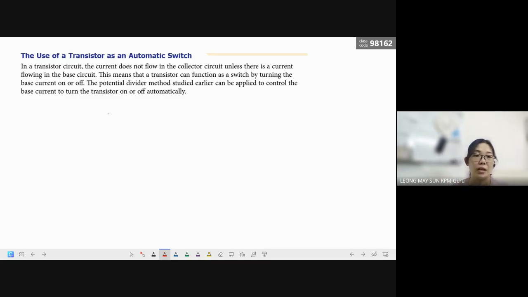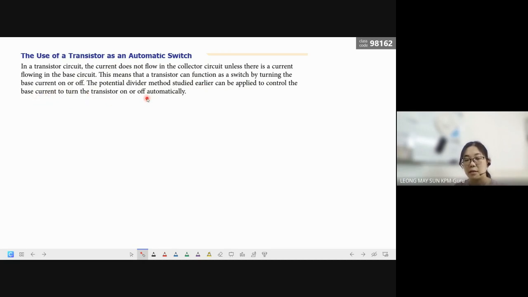Okay, so in a transistor circuit, the current does not flow in the collector circuit unless there is a current flowing in the base. I repeat, current in the collector circuit will not flow unless there is a current flowing in the base circuit. So this means a transistor can function as a switch by turning the base current on or off. So the potential divider method studied earlier can be applied to control the base current to turn the transistor on and off automatically.